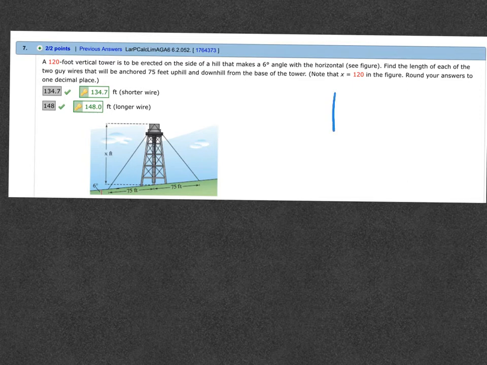You've got a 120-foot vertical tower. Vertical would mean it's straight up and down. It's to be erected on the side of a hill, so I know there's some sort of a slope here. That's got a 6 degree angle with the horizontal. We talked about this the other day, that a horizontal would be a straight line like that. And that makes this 6, or it makes this 6, because those are vertical angles. Either way you could put it. Then it says find the length of each of the 2 guy wires. I have put guy wires on my quiz before and somebody's like, what the heck's a guy wire? It's just a wire. Okay?